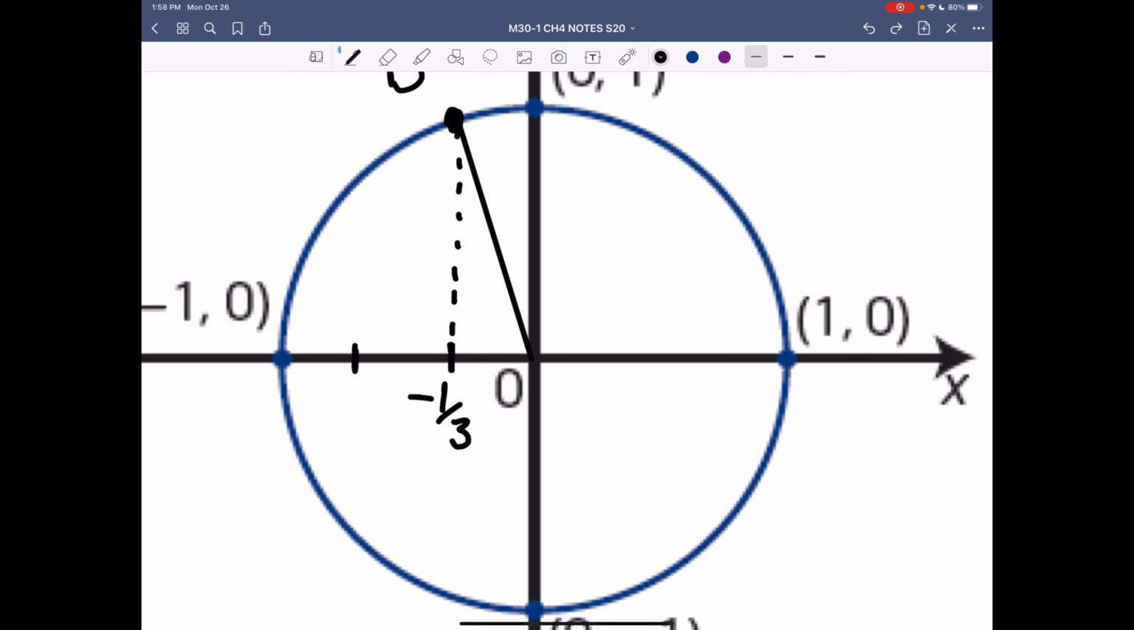My reference angle, theta r, would be in here. Then my side opposite the reference angle is the y-coordinate, and then the side adjacent to the reference angle is the x-coordinate of the point.